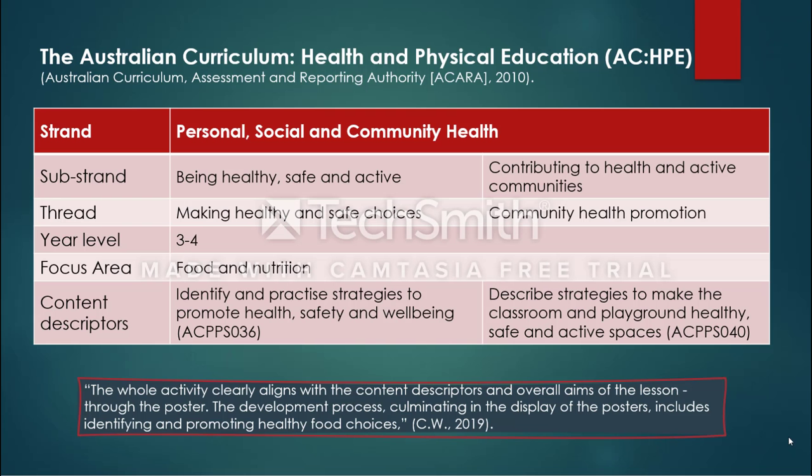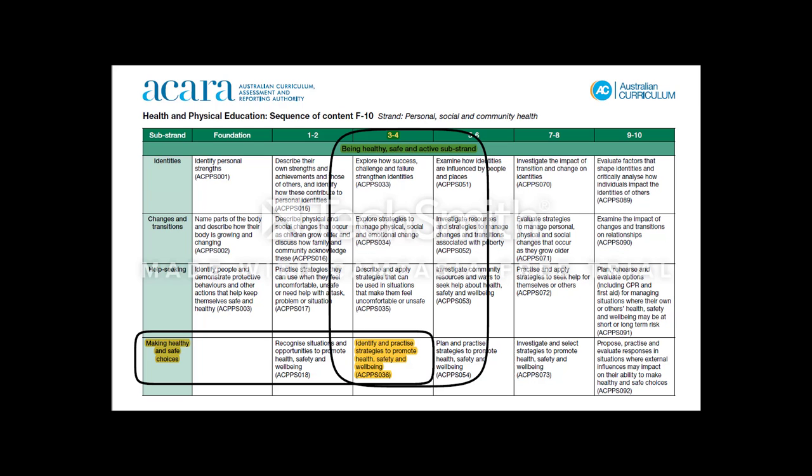In the Australian Curriculum HPE, this lesson applies to two substrands of the personal, social, and community health strand. The first substrand is being healthy, safe, and active in the making healthy and safe choices thread. The descriptor is identify and practice strategies to promote health, safety, and well-being.